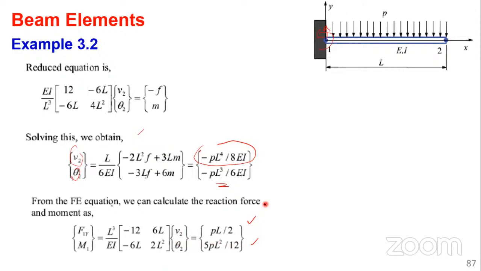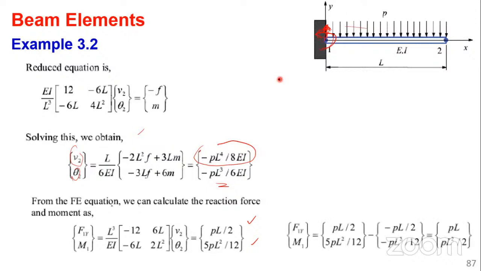And you can see these are positive, so it means the reaction is upward. Why should it be upward? It's obvious. You see this load is applied downward, so we expect the reaction. This is the action; the reaction is upward, in the opposite direction. Again, the moment, these are positive. This means it's counterclockwise like that. All right.